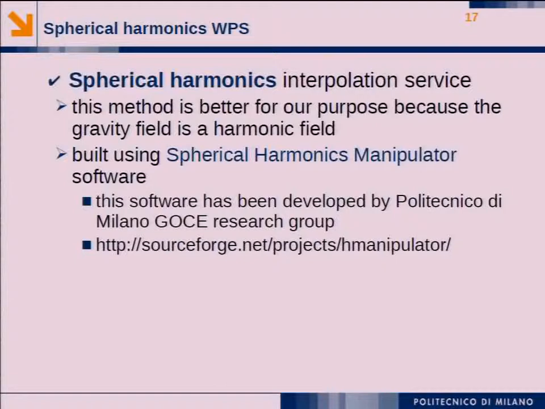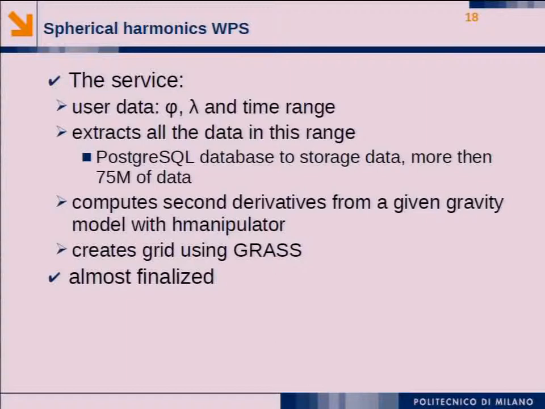And this is a command line software. And we used the software as core to build our service. So the software is online, you can download it, but you use it only on your PC. So you use this as core to build a process online. Okay, the service asks the user for the coordinates of the region of interest, phi and lambda, and a time range. So the service extracts all the data in the user specified range.